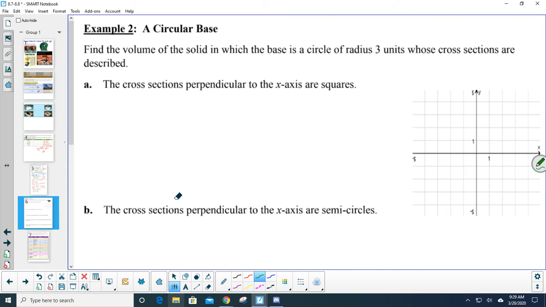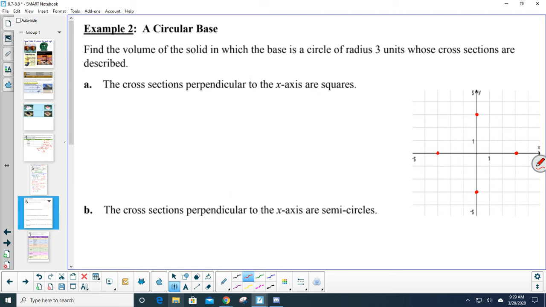We have to find the volume of the solid in which the base is a circle of radius 3 units whose cross sections are described. So let's talk about what we have here. Find the volume of the solid in which the base is a circle of radius 3 units. So how would I graph that? Any thoughts? Isn't it just a circle of radius 3 around the origin? So you're saying I'm going to come here, here, here, and there, and make a circle at those points. Does that make sense to you guys?